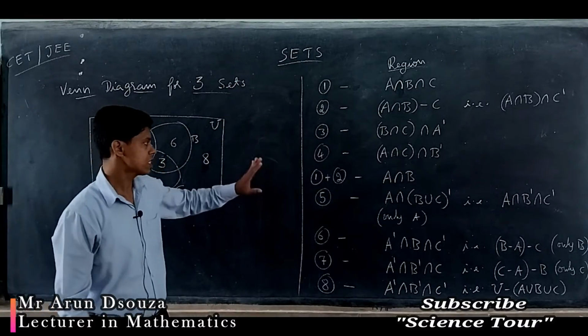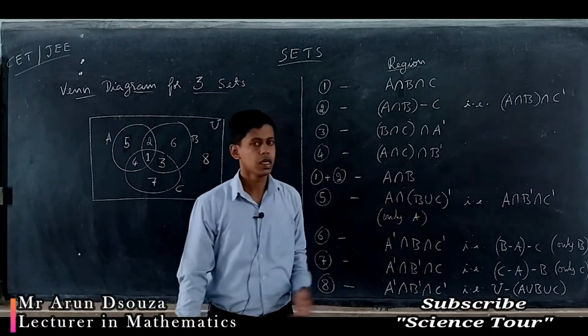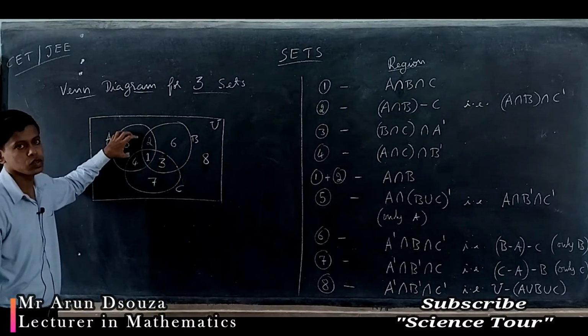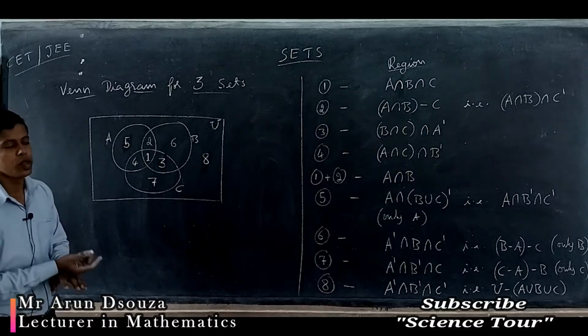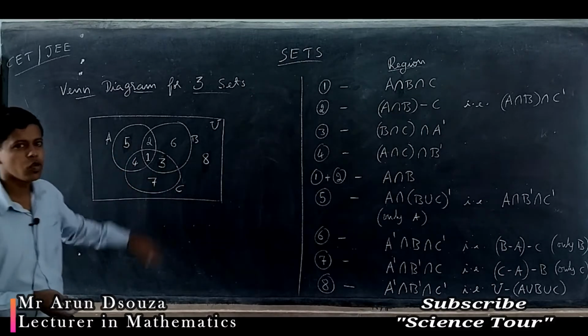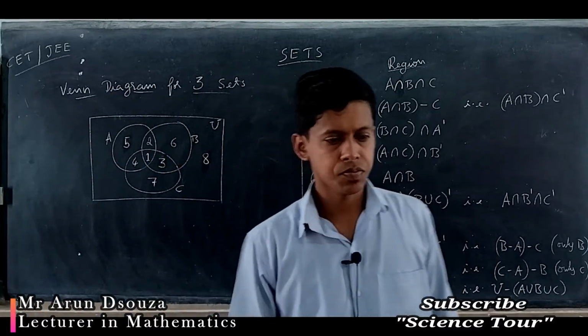Once you understand what they represent, suppose this question is asked: only A. So where do you go? Only A is this region. So if you have that number, that's the answer, that's it. Answering the questions based on these three sets is very easy if you go for the Venn diagram. So that's what I suggest.